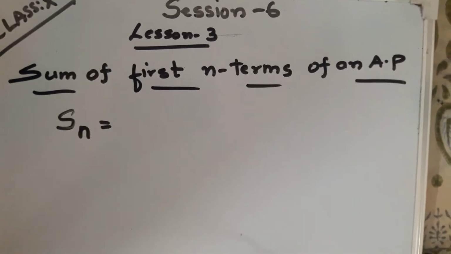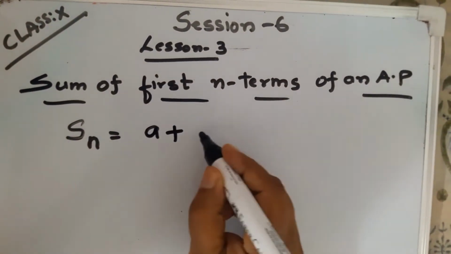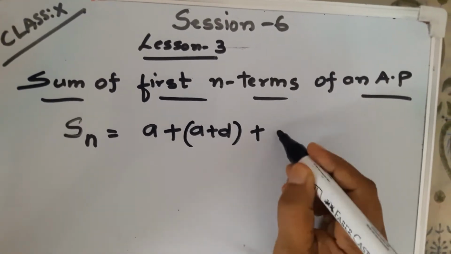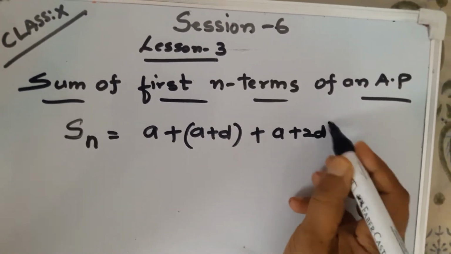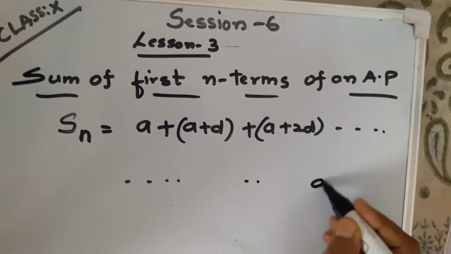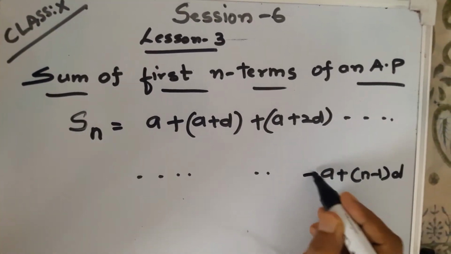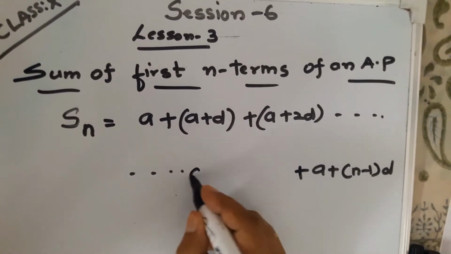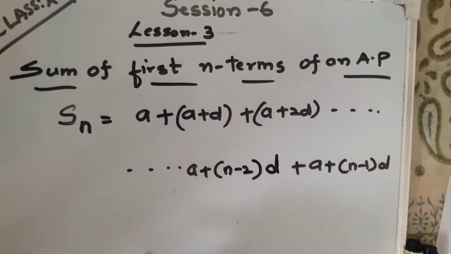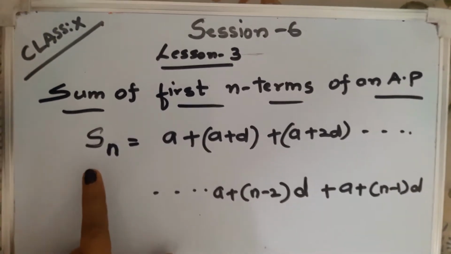Now when you write the AP, the first term will be A, second term will be A plus D, right? And then third term will be A plus 2D. It goes on like that, and your last term will be A plus (n minus 1) into D. Before that what will come? It will be A plus (n minus 2) into D. So this is your AP. When we add this, it is represented by Sn.